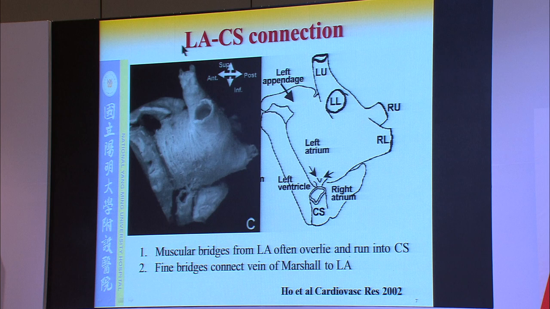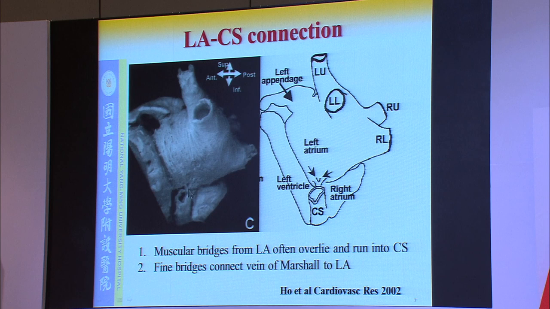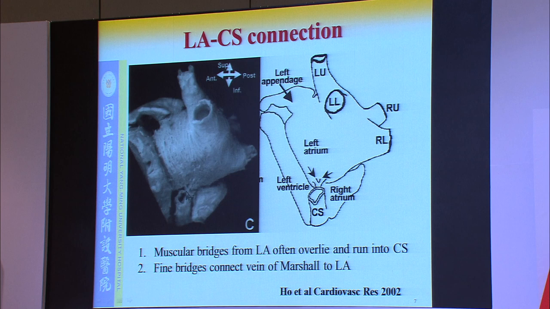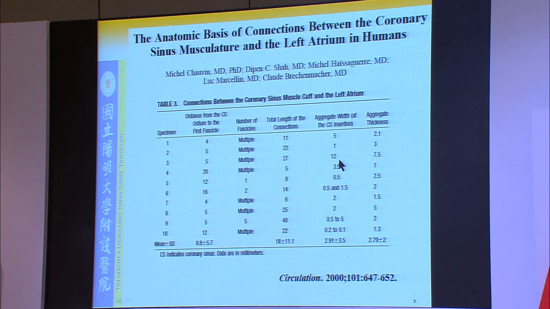The second connection is located between the left atrium and the coronary sinus. This picture shows a particular case. You can see the muscle bundle here. Muscle bridges from the left atrium often overlie and run into the coronary sinus. In addition, we can see some fine bridges connecting the vein of Marshall to the left atrium. In this paper, they also show the anatomical basis of connections between coronary sinus musculature and the left atrium in humans.